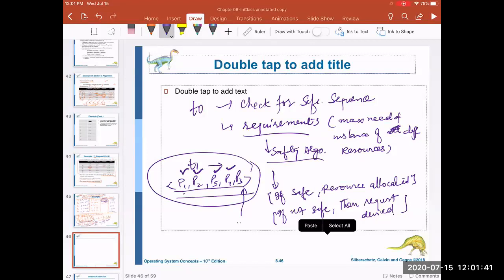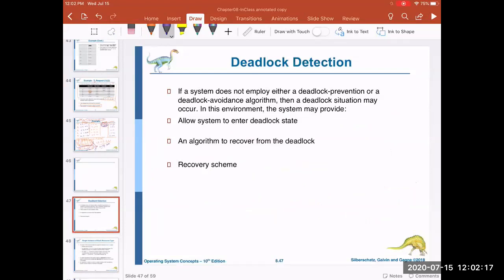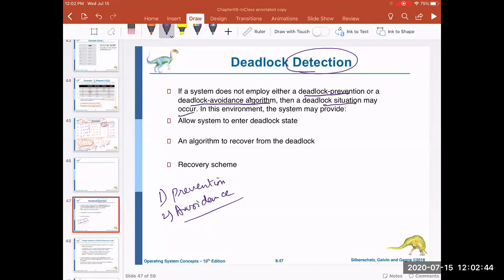So if it is safe, okay, now next is deadlock detection. We discussed deadlock prevention, then avoidance. Now the third is detection. If we are not using a deadlock prevention or avoidance algorithm, then a deadlock situation may occur. Because there is a cost involved with deadlock prevention and avoidance, we allow our system to go into deadlock, because this is a rare condition.